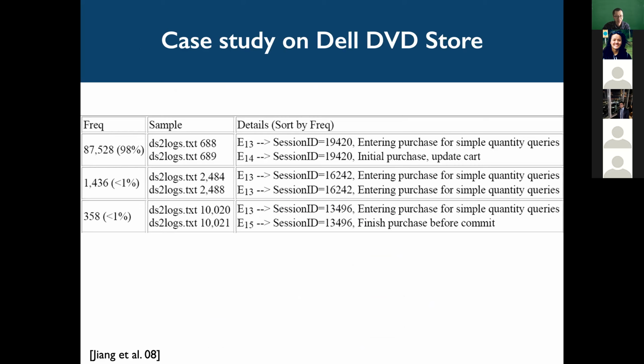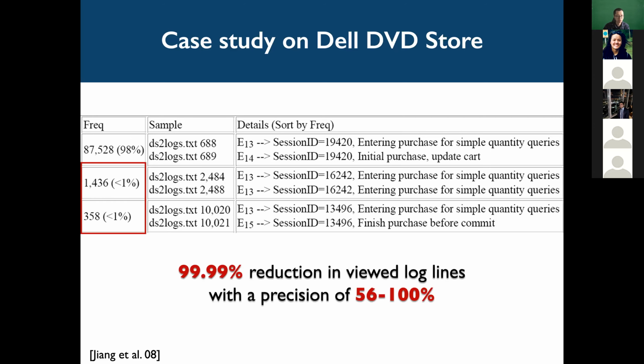You can see there's a case study on Dell DVD Store. This is a web service for selling DVDs. Okay, we see that for 98% of cases, E13 is followed by E14. But for a very small number, less than 1% of cases, E3 is followed by E13, or E13 is followed by E15. So these are rare cases. They might be problems.